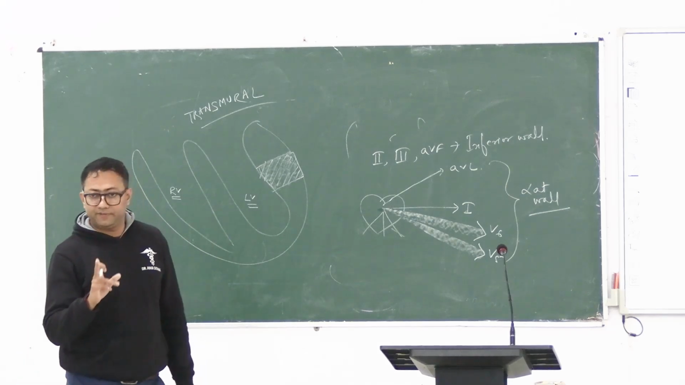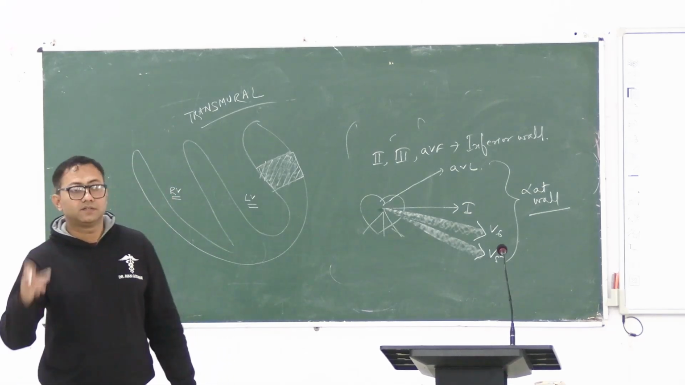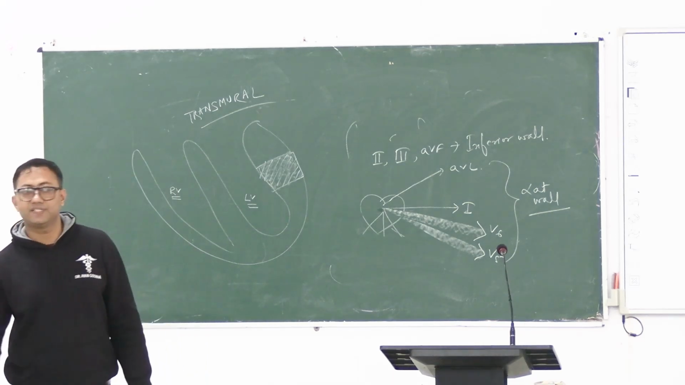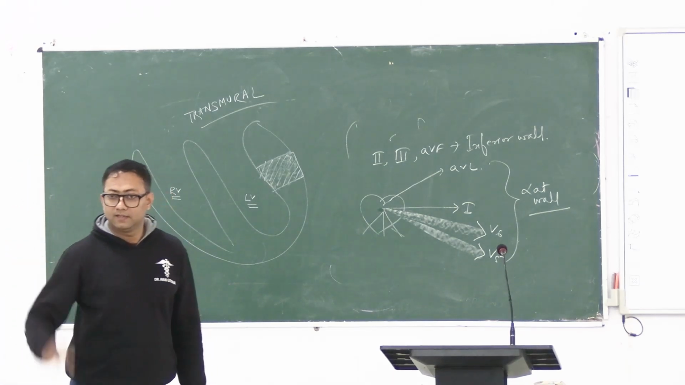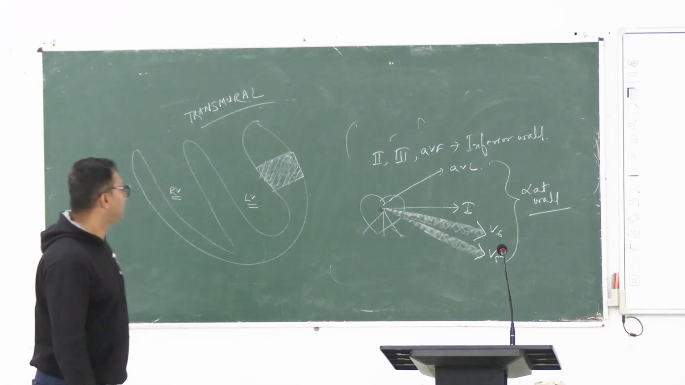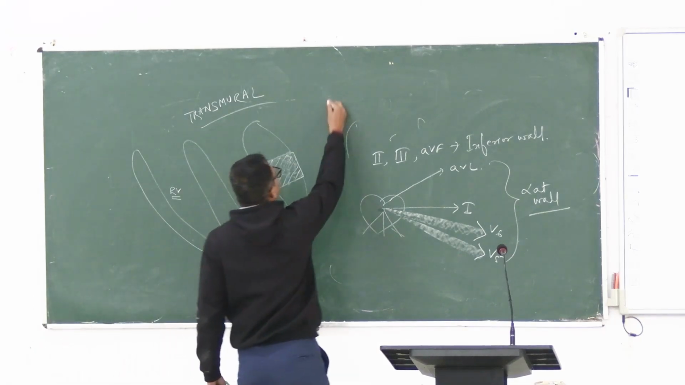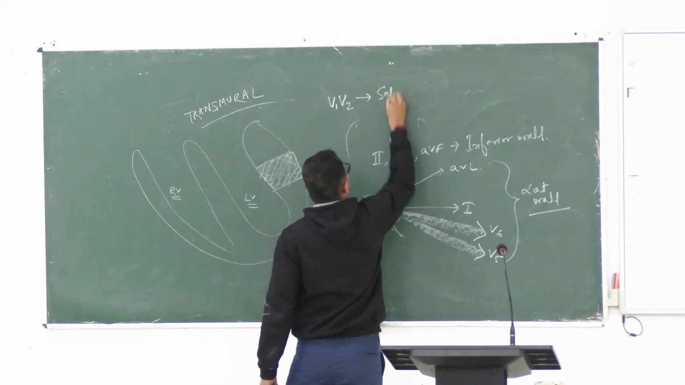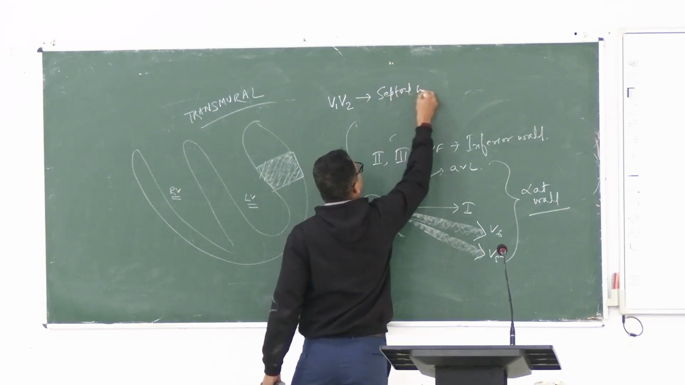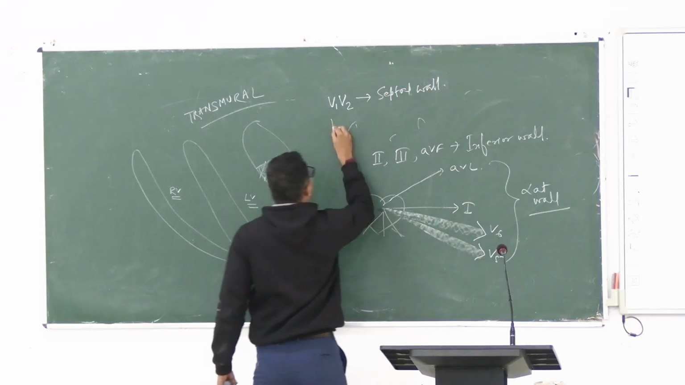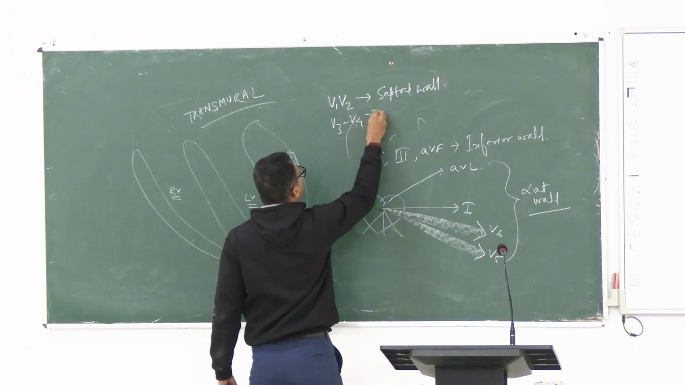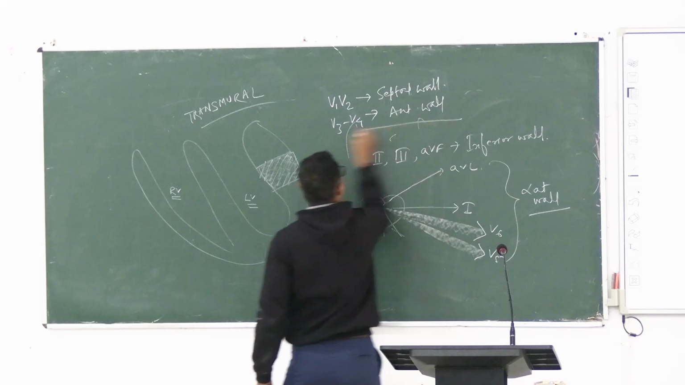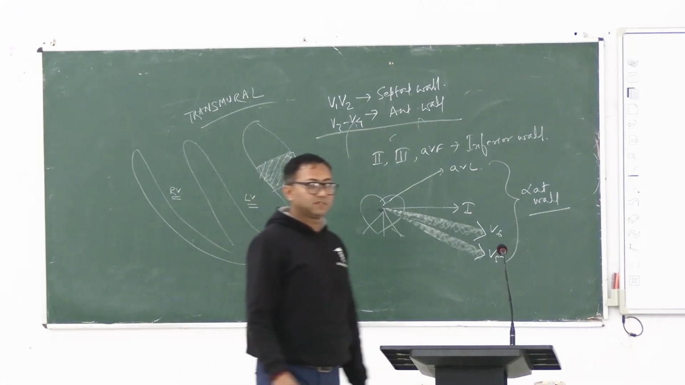So lead 2, 3, AVF denotes the inferior wall of the heart. Lead 1, AVL, V5 and V6 denotes the lateral wall of the heart, right? V1, V2, septal wall, right? V3, V4, anterior wall. Clear?